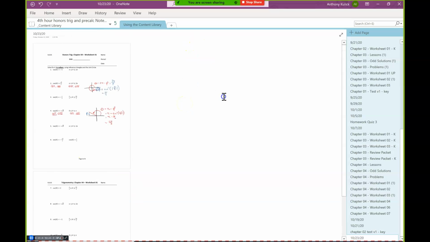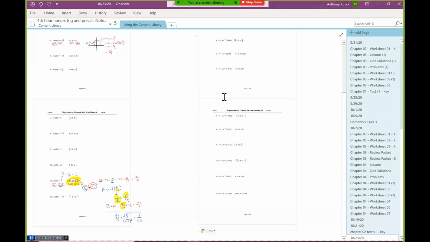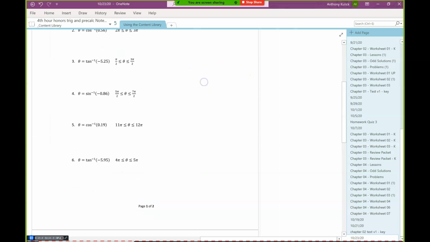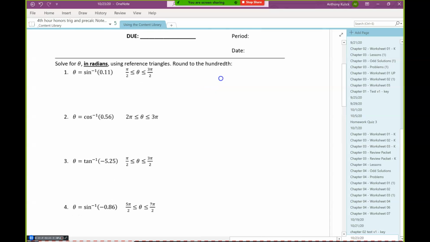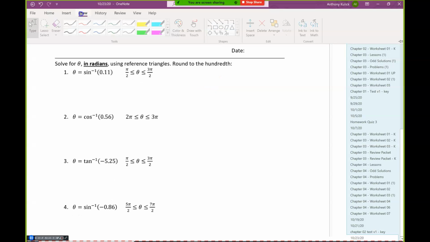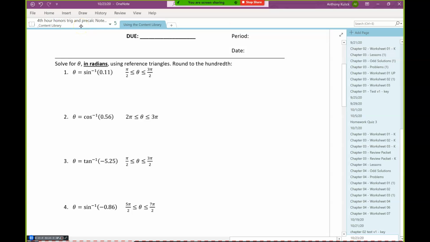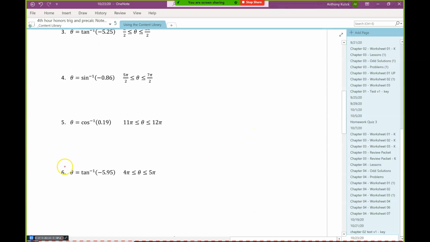What do we want to look at from worksheet 2? Six. Sure. Okay. So first thing I'm going to do is think about this as tan theta equals negative 5.95. So I'm going to go, okay, what 2 quadrants is tangent negative in? That's quadrant 2 and quadrant 4. I think we've done that. We mentioned that already, right?